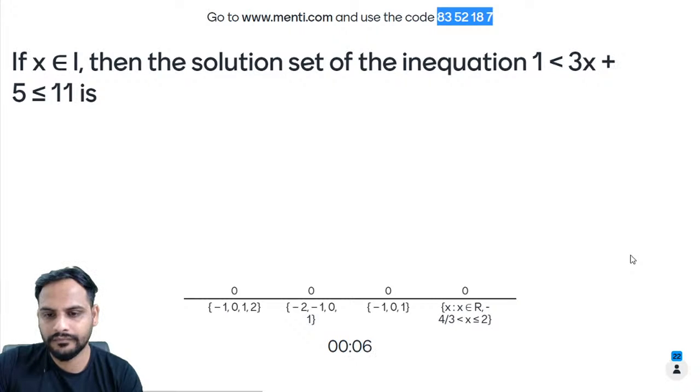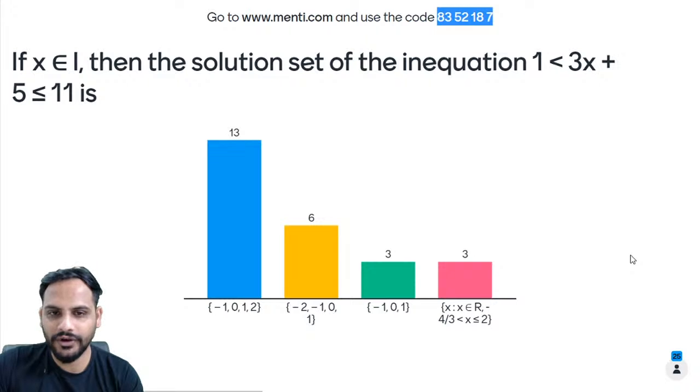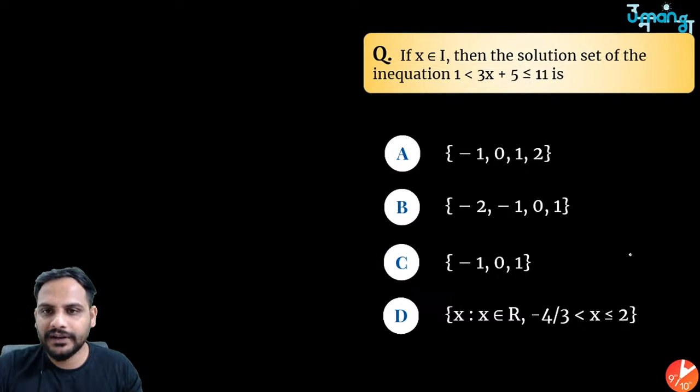6, 5, 4, 3, 2, 1, and the time is over. So what we have got? We have got the correct answer. Very good. 13 students have given the correct answer. So beta, here what will happen?